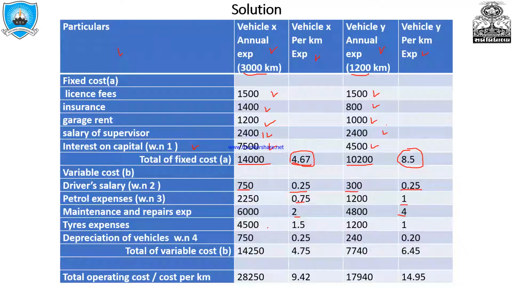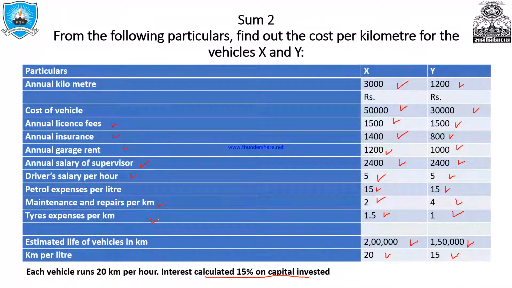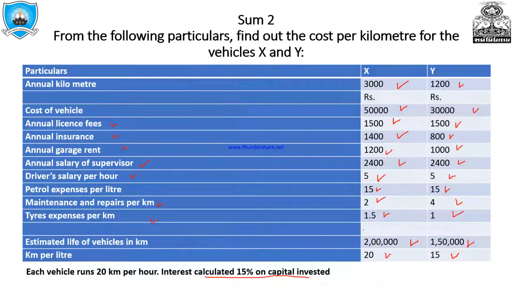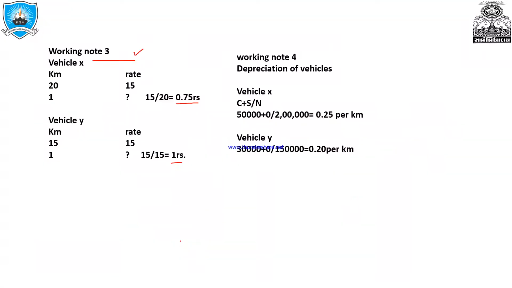Tire expense is already given per kilometer, 1.5 for X and 1 for Y. 1.5 multiplied with 3000, answer is 4500. 1 multiplied with 1200, answer is 1200. Now, in this sum, the cost of the vehicle and the estimated life of the vehicle are given. So let's prepare a working note for depreciation.